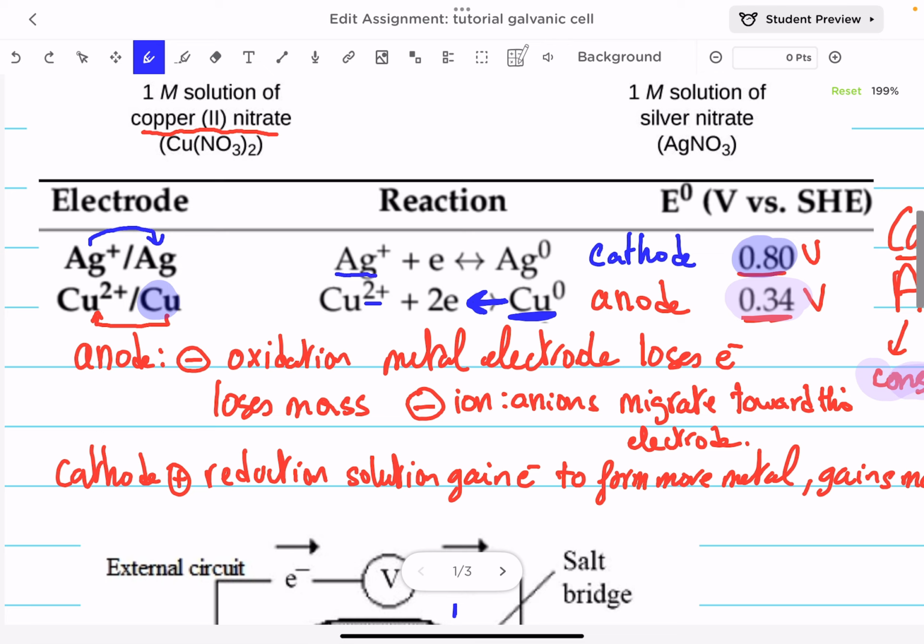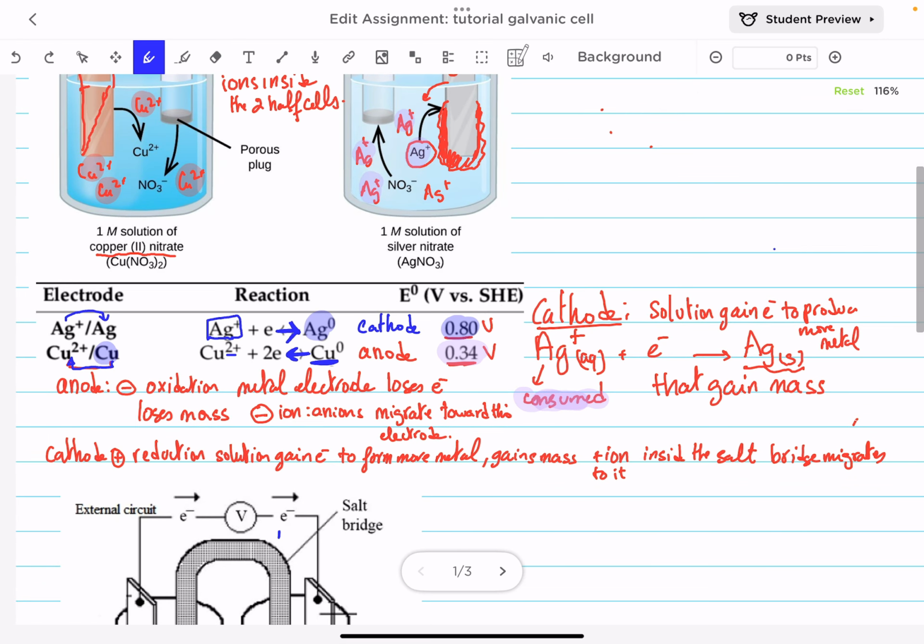Now, looking at Ag+, it's the one that's going to give me the silver metal. So Ag+ will undergo a reduction. So it's a stronger oxidizing agent. Or I can simply say silver metal is less reactive than copper metal, because copper is the one that's going to start the whole process.